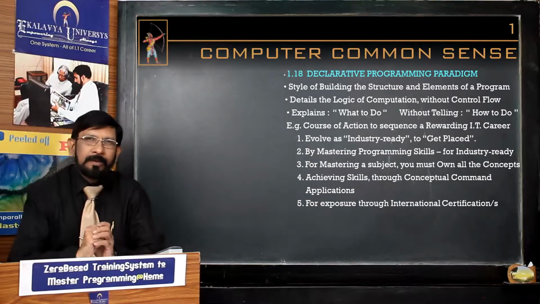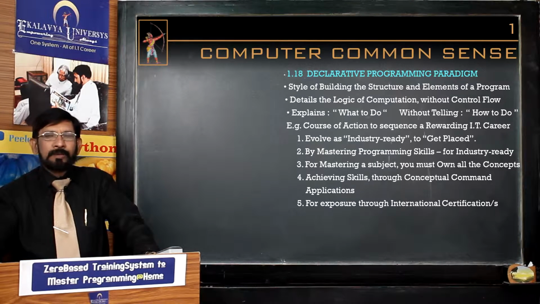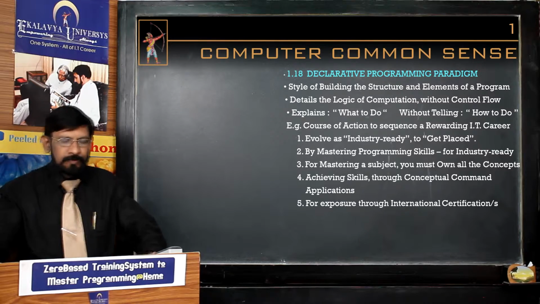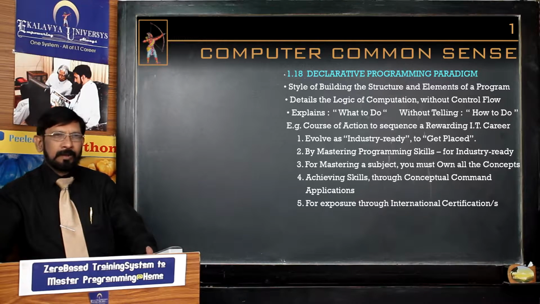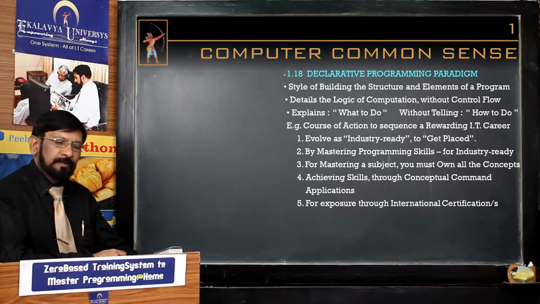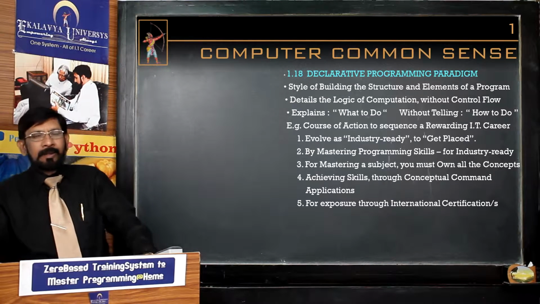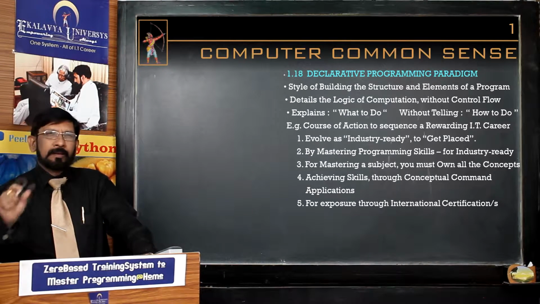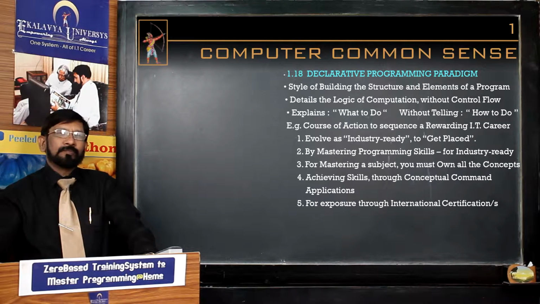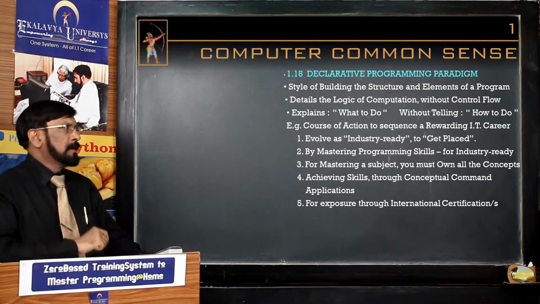Hello friends, now let us take up concept number 1.18, Declarative Programming Paradigm. As I told you in the previous concept, I will explain the features and functionalities of the four paradigms: Declarative Paradigm, Imperative Paradigm, FOP and WOOP paradigms. In the Declarative Paradigm, it explains what to do, but not how to do. For this purpose, you want a little more explanation.